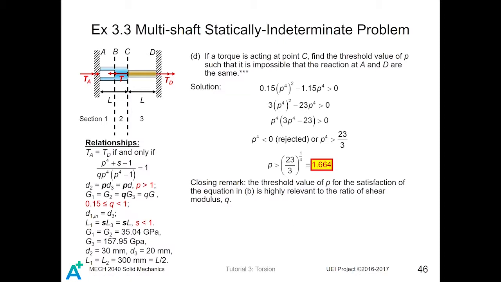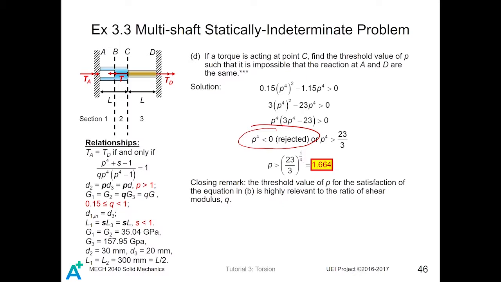Consider this quadratic inequality with the unknown P to the power 4. Simplify this inequality and solve it, then we have P to the power 4 less than 0, or P to the power 4 greater than 23/3. Consequently, when the value of P to the power 4 is greater than this value, the equation will become void. Therefore, the threshold value we are going to find is (23/3) to the power 1/4.